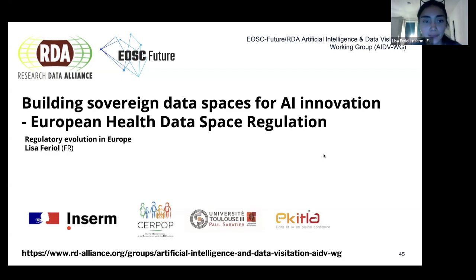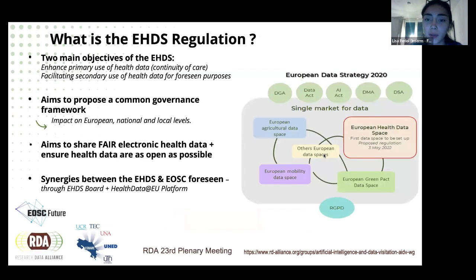Next slide, please. So the European Health Data Space Regulation, which will shortly be adopted, has two main objectives. The first one is to improve the primary use of health data for continuity of care in Europe. And the second one is to facilitate the secondary use or reuse of health data for purposes provided for and authorized by the regulation. And the presentation will focus on this point.